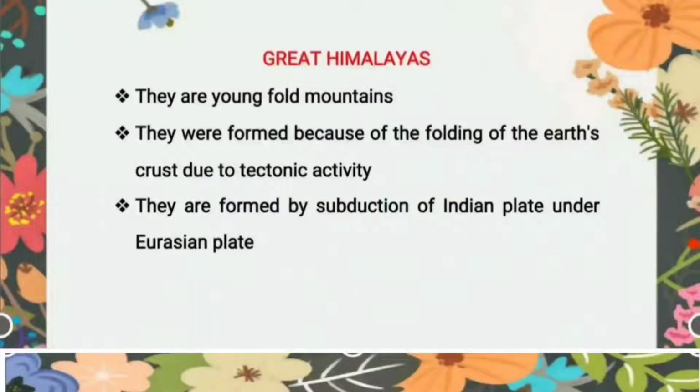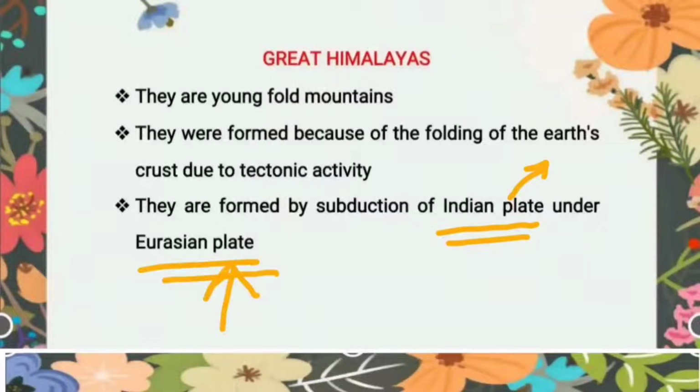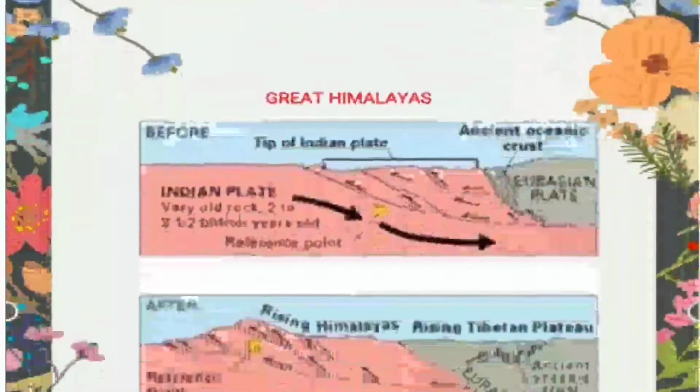Okay, so they are formed by subduction. We are all aware that whenever tectonic activities take place, there is always either friction between two plates, or a collision between two, or they are parting away from one another. So in the formation of the Great Himalayas, there's subduction of the Indian plate under the Eurasian plate. The Indian plate being heavy, it subducts under the Eurasian plate, which is the lighter one. Let's have a look at the diagram.